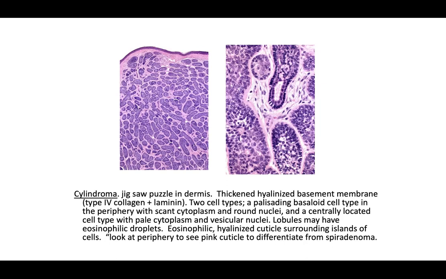This is composed of two cell types, a palisading basaloid cell type in the periphery with scant cytoplasm and round nuclei, and a centrally located cell type with pale cytoplasm and vesicular nuclei. The lobules may have eosinophilic droplets, and these eosinophilic hyalinized cuticles surround the islands of the cells. Now, in real life you often have cylindromas and spiradenomas in the same excision specimen, and this is because they arise from mutations in the CYLD gene. So CYLD mutation is often associated with a syndrome called Brooke-Spiegler.